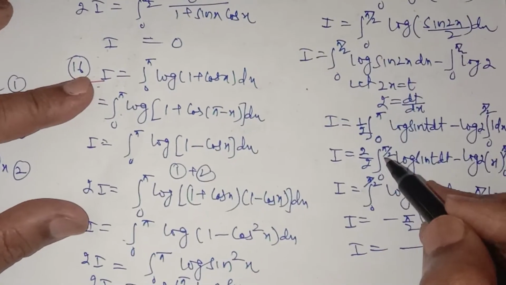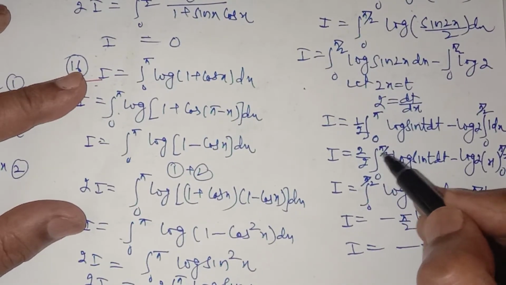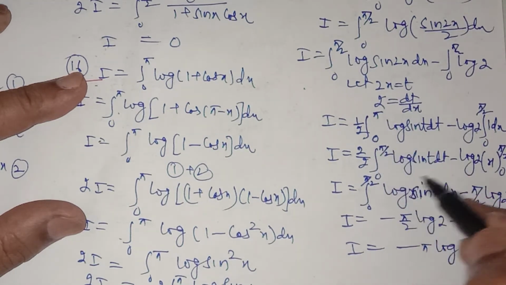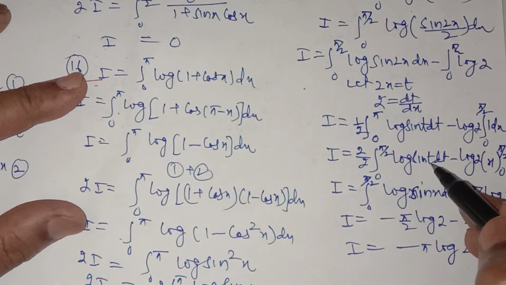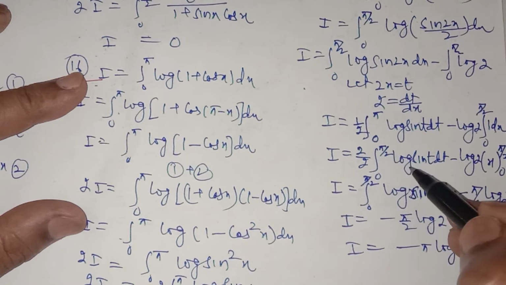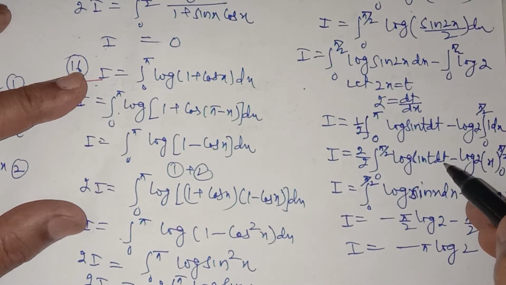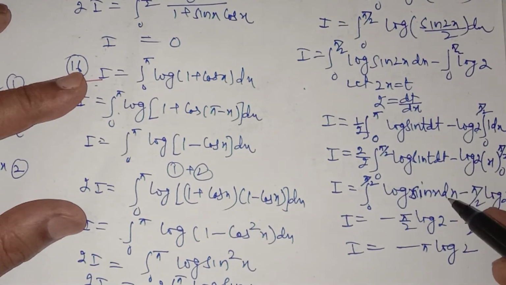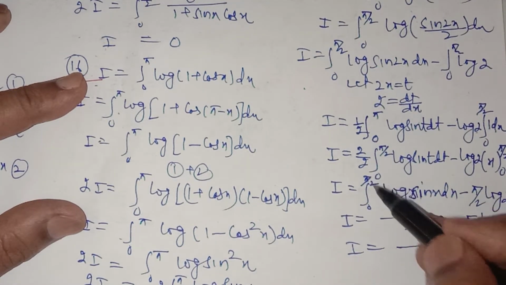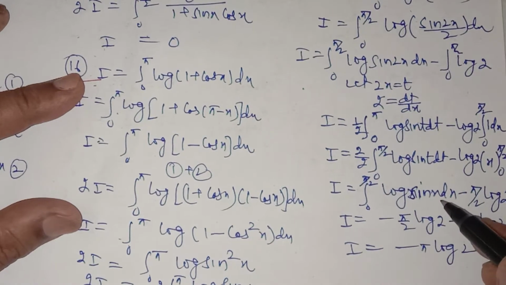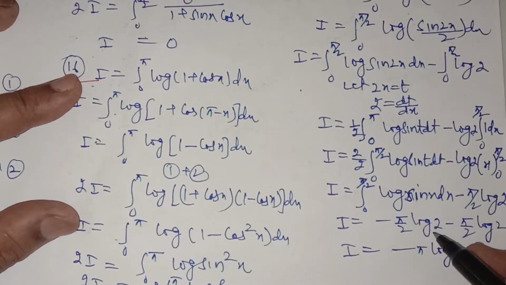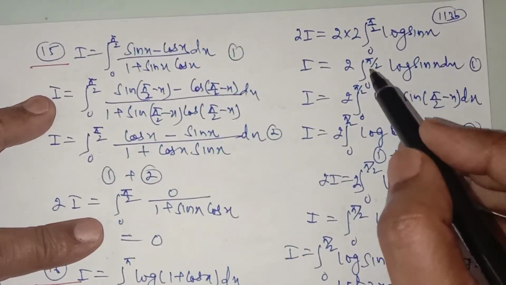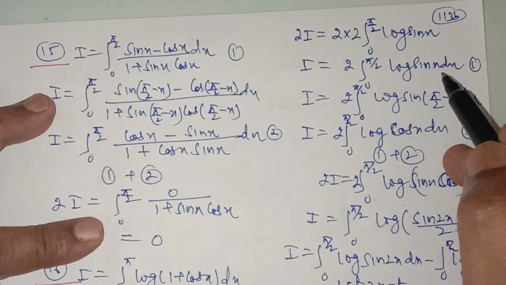Now again, multiplying and dividing by 2 on the upper limit. Why have I done this? Because in a definite integral you can change the variable. It is 0 to pi by 2 log sin t dt, so you can write 0 to pi by 2 log cos x dx. And this 0 to pi by 2 log sin x cos x is equal to minus pi by 2 log 2. This we have done here. See it very carefully: 0 to pi by 2 log sin x is minus pi by 2 log 2.